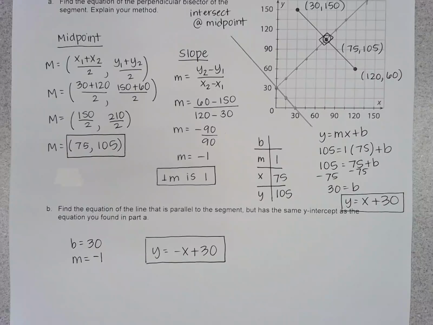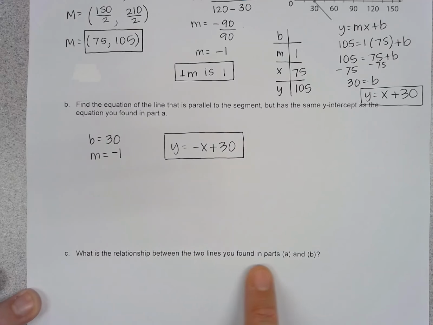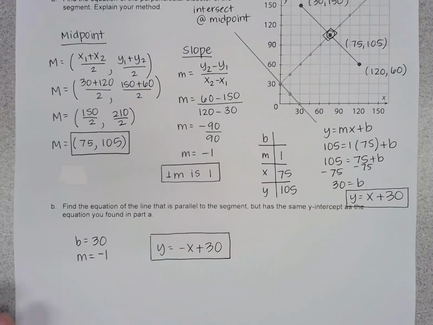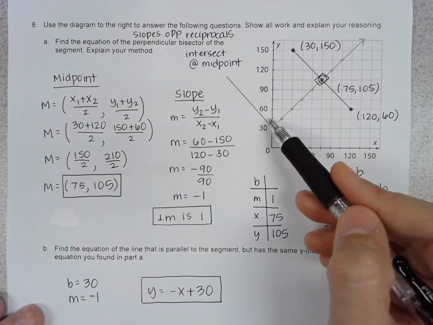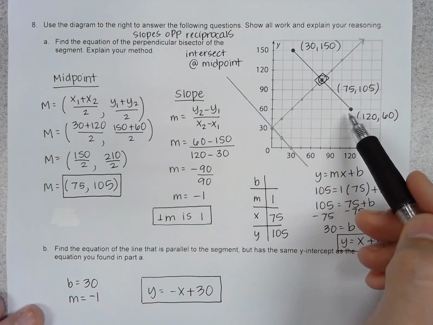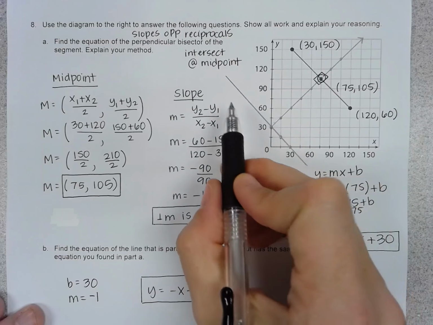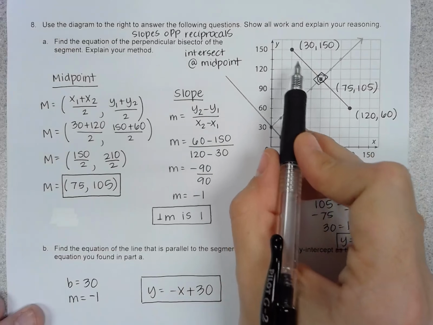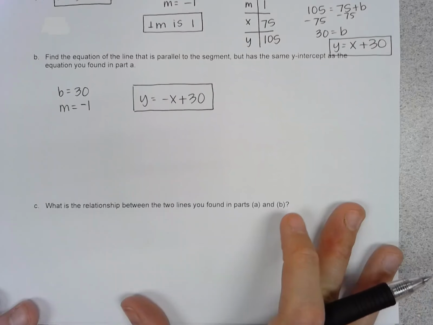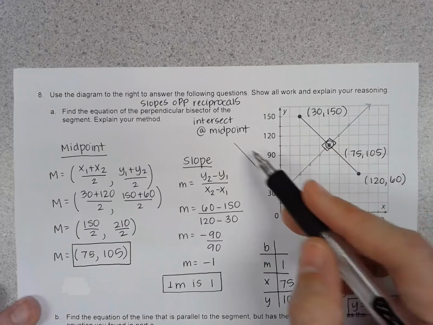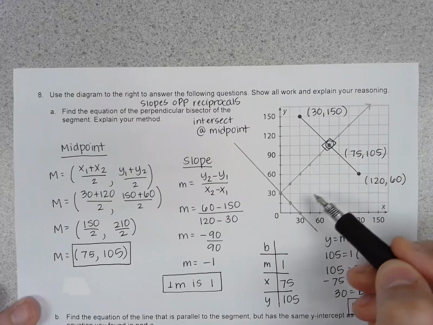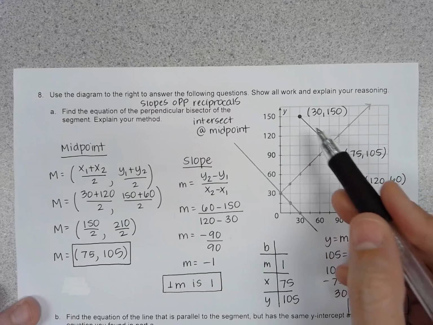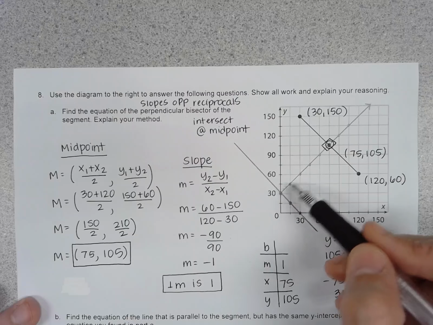The final question on your notes for today says, what is the relationship between the two lines that you found in parts A and B? So in part A, we said that this line right here was perpendicular to this line right here. And then in part B, we said that this line over here was parallel to this line over here. And so the final question is asking, if you compared the third line to the second line, what relationship would they share? If these two lines are parallel, and if this line is perpendicular to this line, then it also means that this line is perpendicular to this line as well.